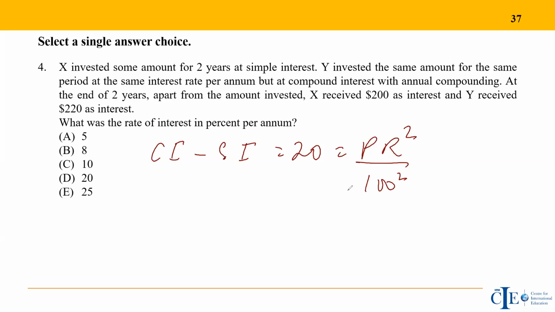That's fine. Any suggestions? If we use this formula, PR square, so if you cross-multiply, you get 20 into 100 square is PR square.